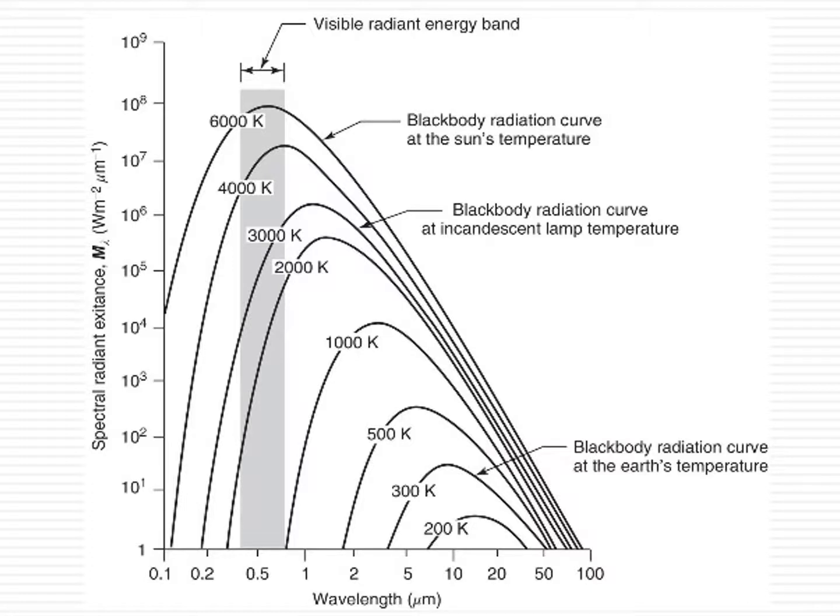Just taking a look here at the different wavelengths and the spectral radiant excitance factors. Basically, what you can see is that the visible radiant energy band is right there, and we look at these different curves, different temperatures. You can see that a black body radiation curve at Earth's temperature is that line down there at the bottom. But as we heat up, it shifts further and further towards a shorter wavelength, and thus has a greater excitance.